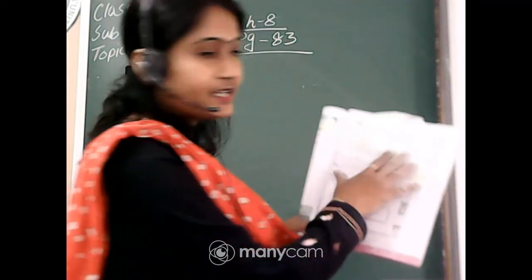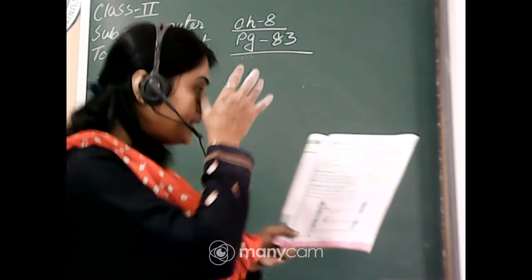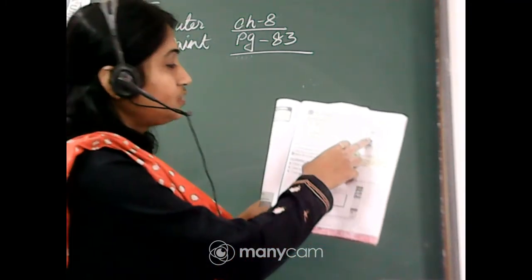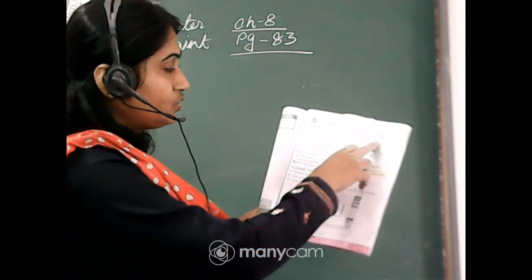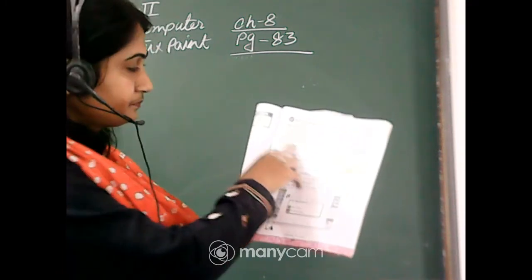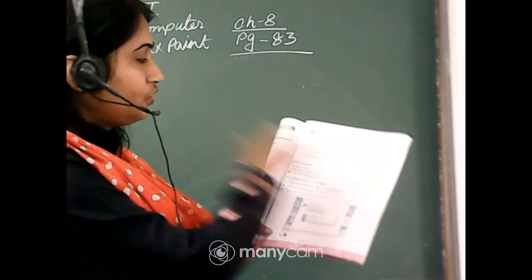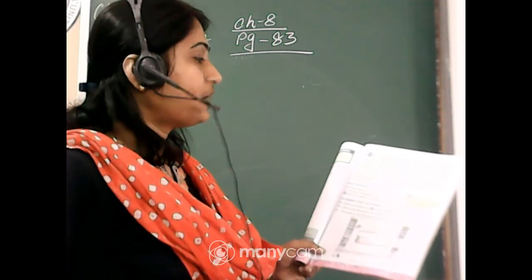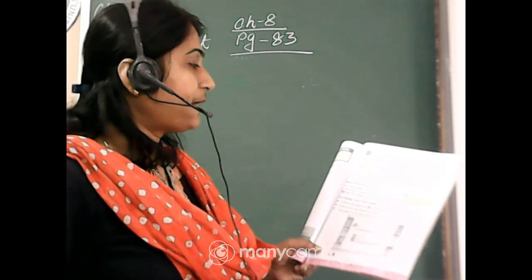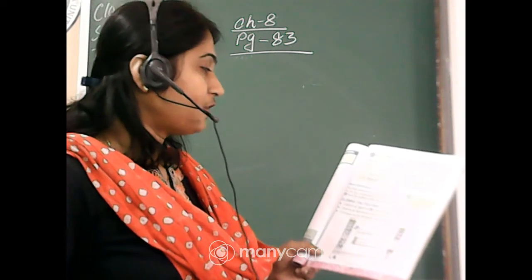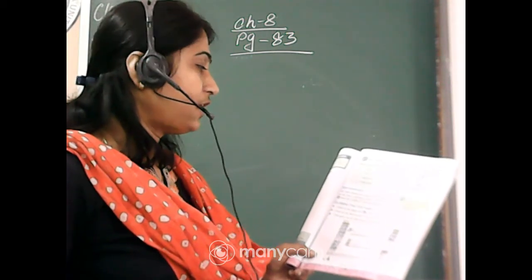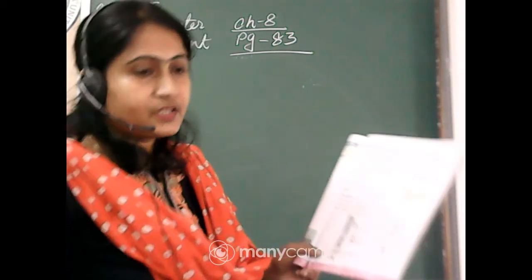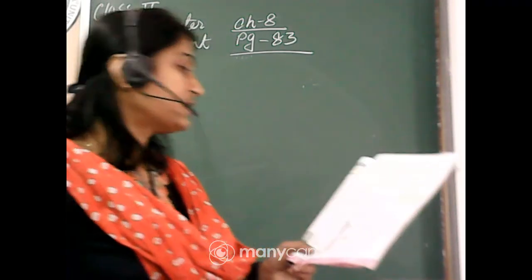Let's check that this part is also completed. Magic tool, this is the magic tool. Pen tool, this is the pen tool. Stamps tool is number 4, magic tool is number 1, pen tool is number 2, and eraser tool is number 3. This I discussed in the previous class.